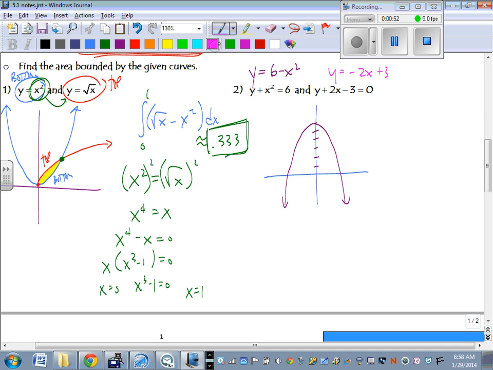And then for our pink graph, y equals negative 2x plus 3. So we're going to have a y-intercept of 3. Slope is negative 2, so down 2 over 1. And again, it doesn't have to be perfect, just getting a general idea of what this is going to look like.